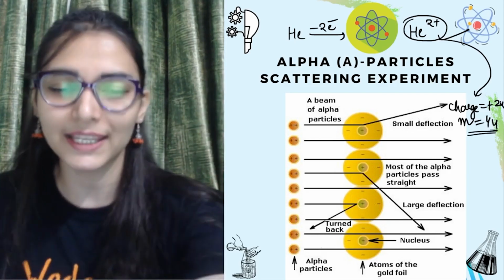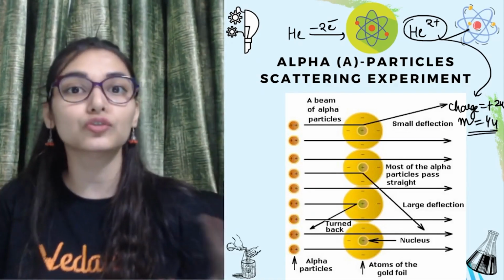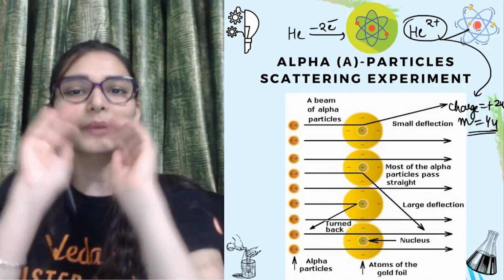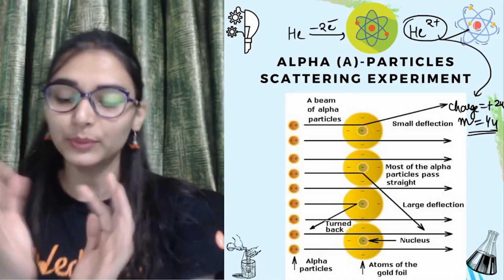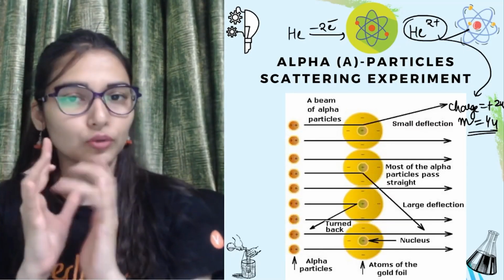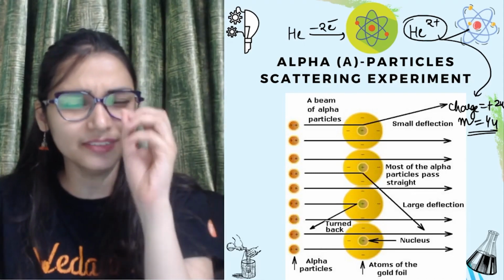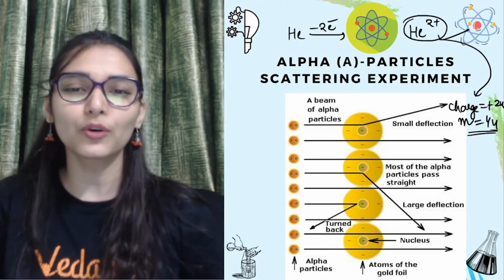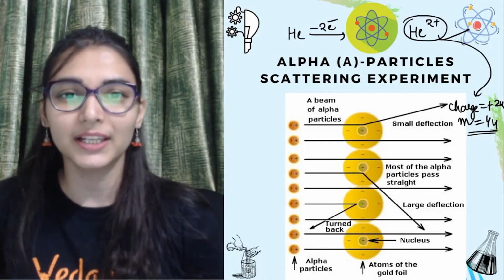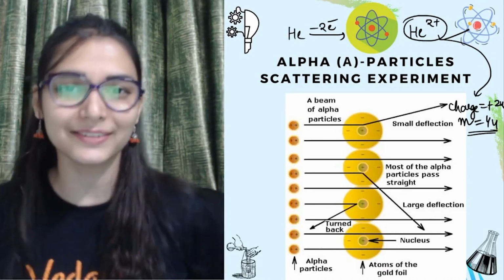So they are quite heavy and fairly energetic, not highly super energetic, but yes, they are energetic. It means they can penetrate through matter to some extent. Then he took a very thin gold foil. Why only gold? Because gold is the most malleable, so the thinnest sheet is possible when you take gold metal as a foil.